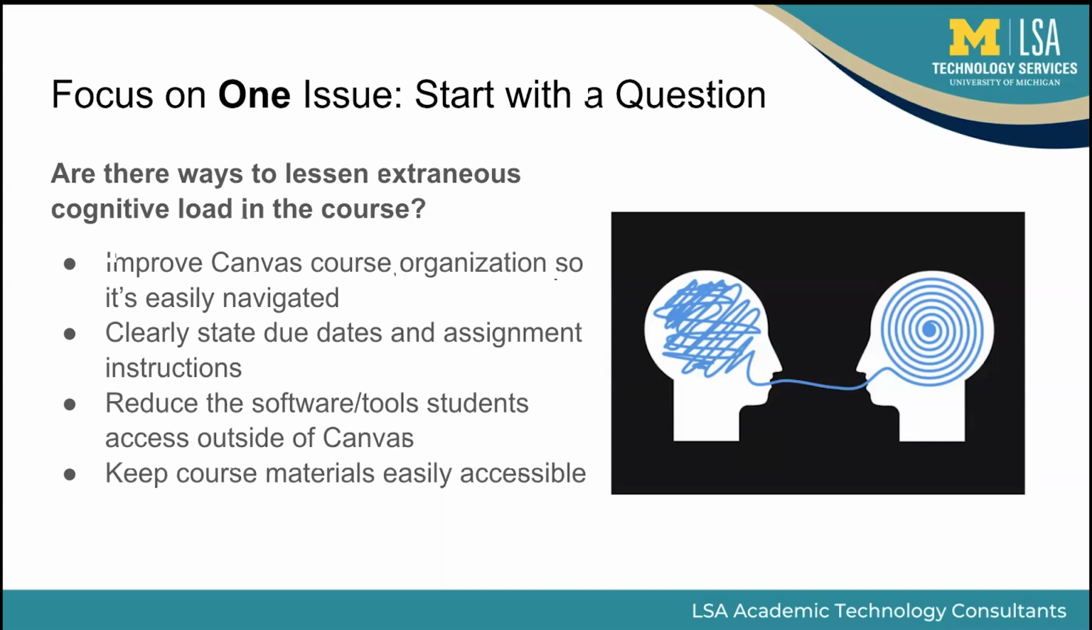And this, again, is something that we can help with, right? We can be that outsider perspective. Sometimes it's hard for us to see in our own course what's working, what's not working. Do we have due dates posted in multiple locations? Are there assignment instructions that are clear? How many tools are you using, right? How many tech tools are we using?